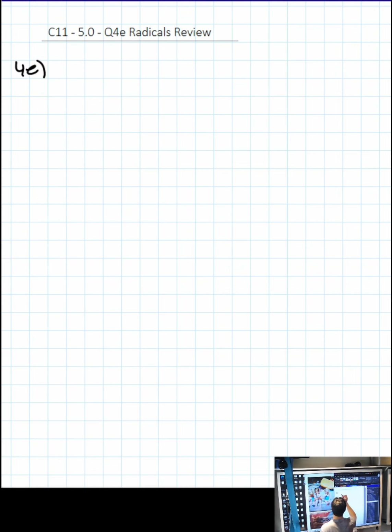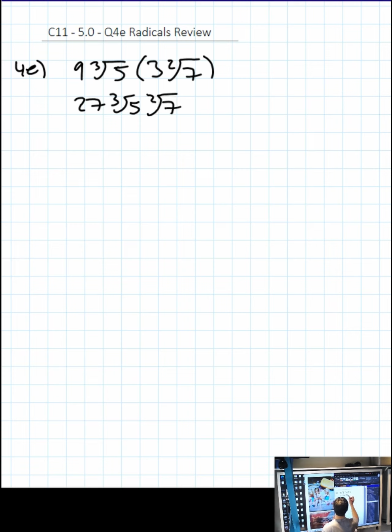So we have 9 cube root 5 times 3 square root 7. In the last question, I reminded you that you couldn't multiply roots together that were not the same type of root. But we can still multiply the coefficients. 9 times 3 is 27, and we're just going to say cube root 5, square root 7, circle your answer. We can't multiply different indexes together.